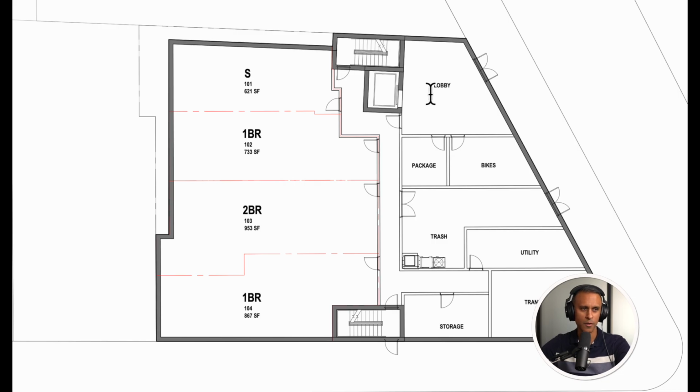And because of how small the lot is, we basically had to do almost full lot coverage. There's very little setback here. There's very little setback here. We did it because there's some windows over here, but the rest of the building is on the lot line almost everywhere. And this isn't ideal, right? Because when you have let's say a one bedroom here with a window, it's basically facing a brick wall over here.